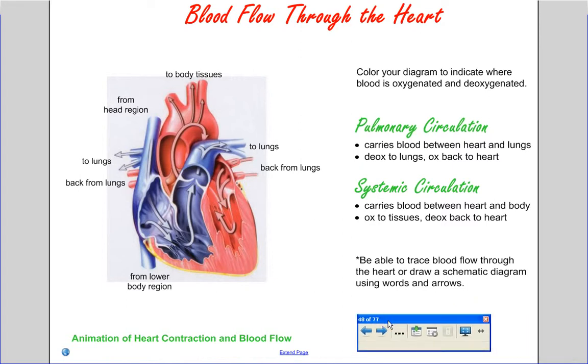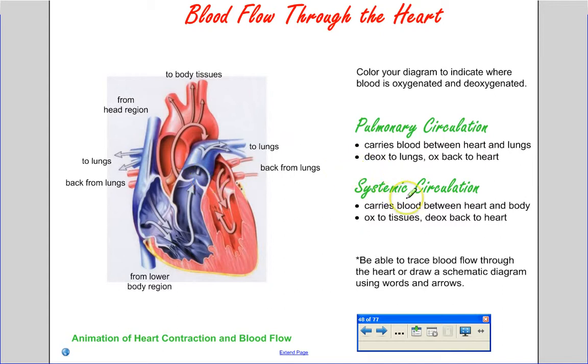So we have what's called pulmonary circulation. So pulmonary again means lungs. So pulmonary circulation means the blood is going between the heart and the lungs. So it carries deoxygenated blood from the heart out to the lungs and back to the heart.